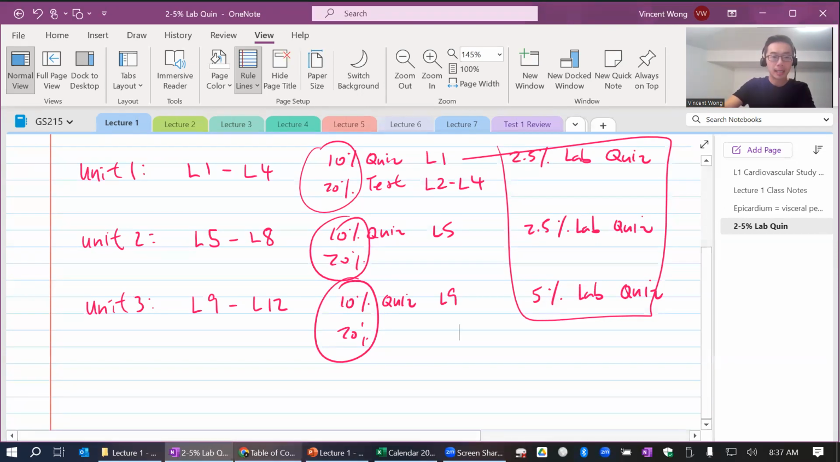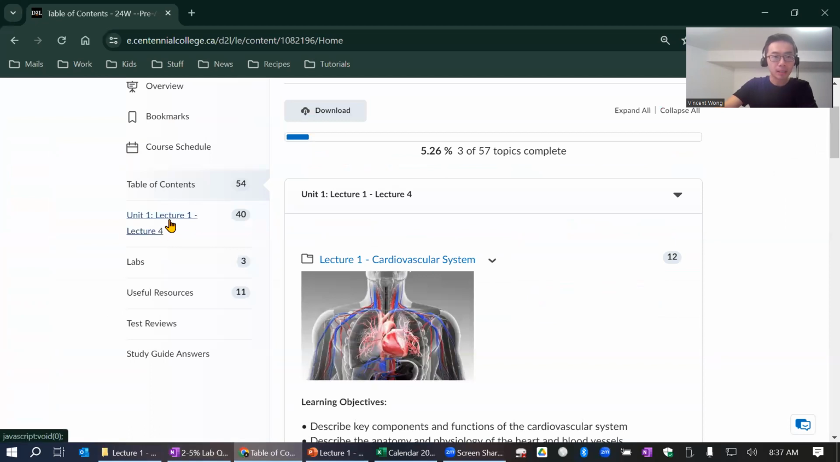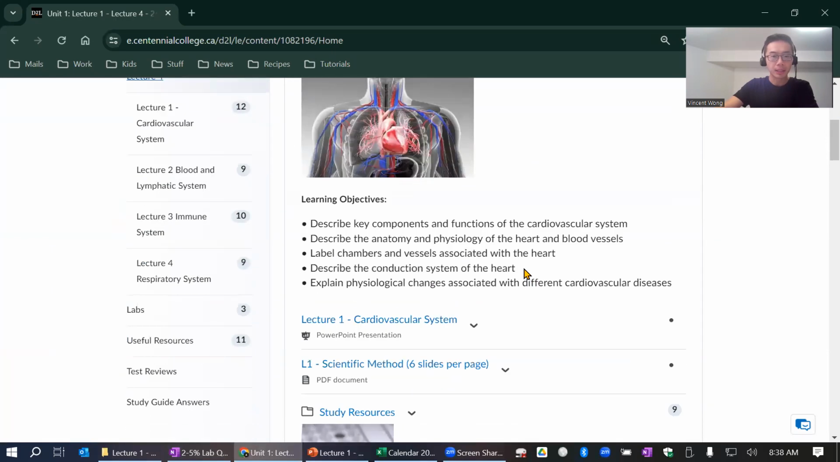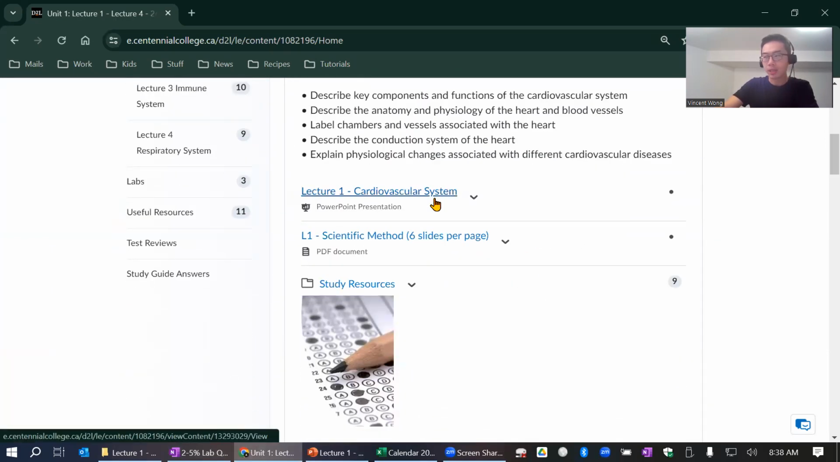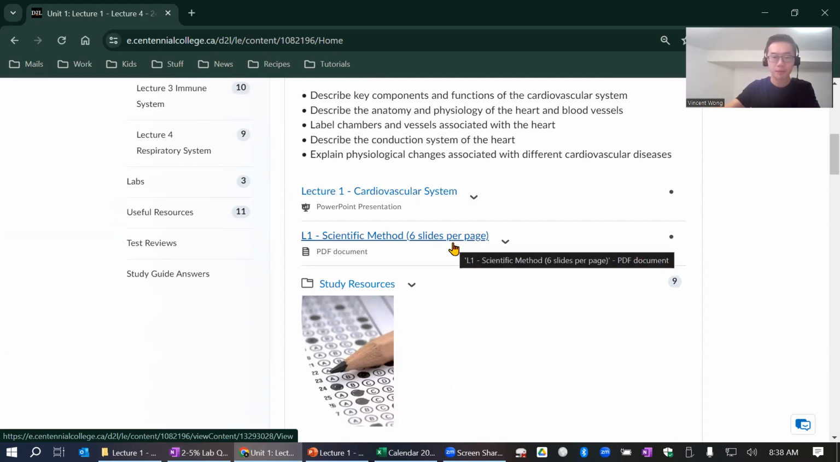Okay, that's good. So go back to here. In the content, you will have access to all the lectures in Unit 1, 1 to 4. And it's the same stuff, right? You have the PowerPoint slides. If you are printing it at home, I made it 6 slides per page this time, so it saves you ink and paper, and printing costs.